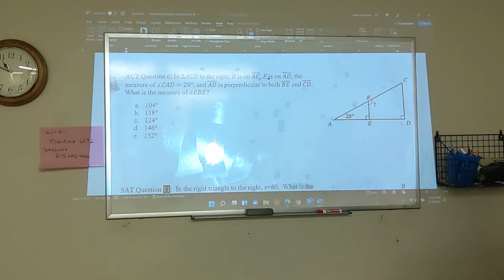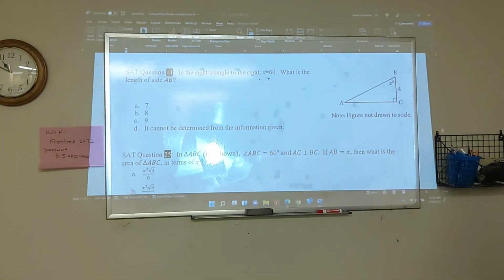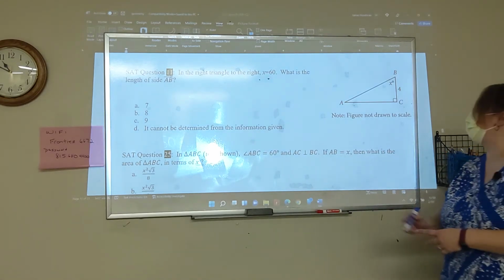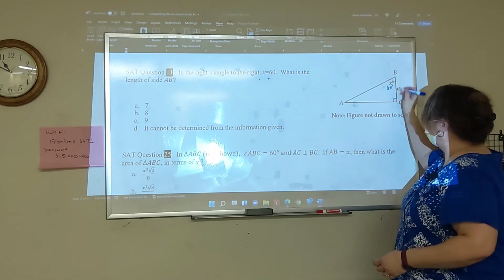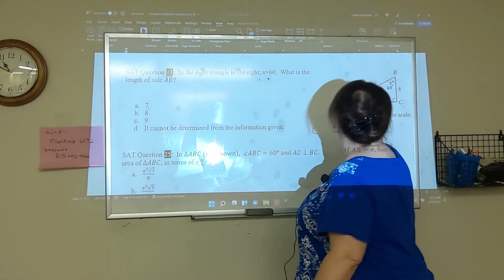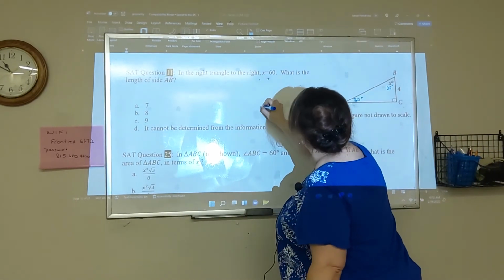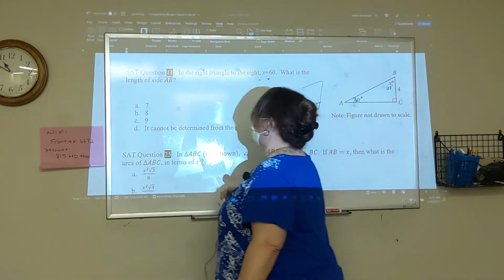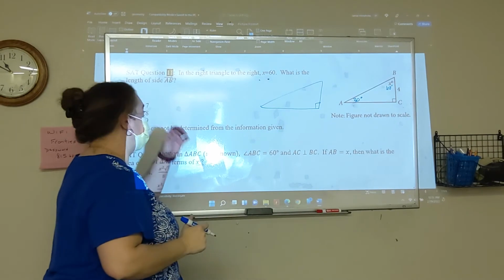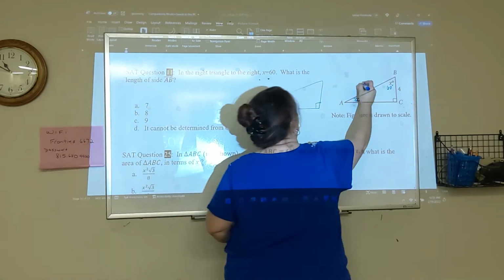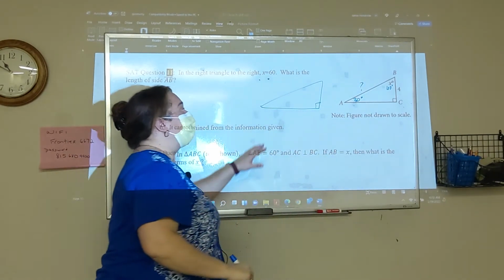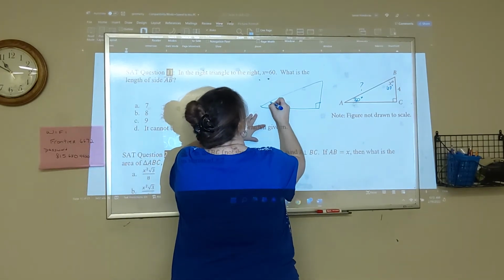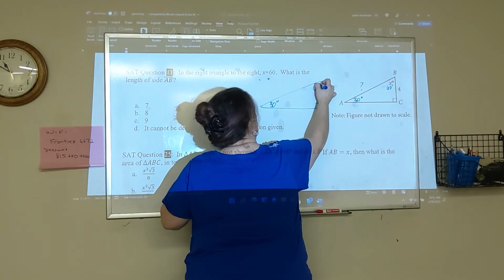On to some 30, 60, 90s. In the triangle to the right, x is 60. What is the length of AB? Okay, so now we're getting into the 30, 60, 90 stuff. The easiest way I have found to apply these triangles works like this. Draw your pattern triangle next to your picture in the same orientation as your picture. So the 30 is in the bottom left, the 60 is in the upper right.